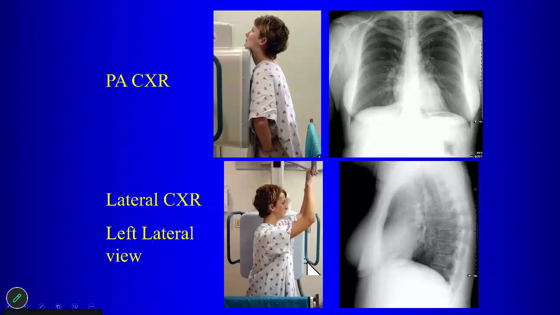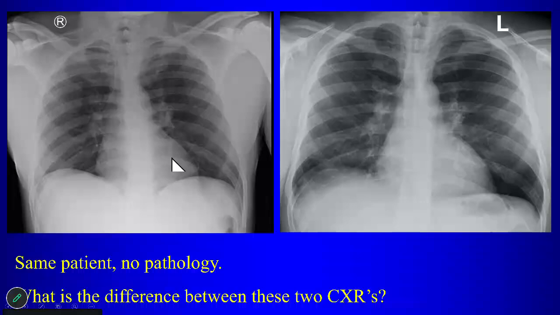The lateral view is taken with the left lateral portion of the patient closest to the image receptor. Again, the idea is to keep the heart closest to the image receptor, and so that minimizes magnification of the heart. So this is a question for the first years.